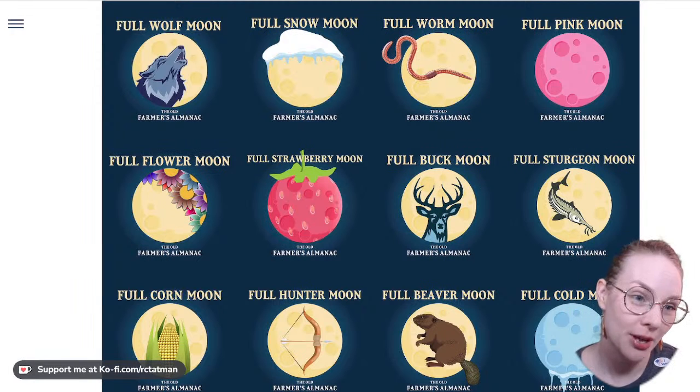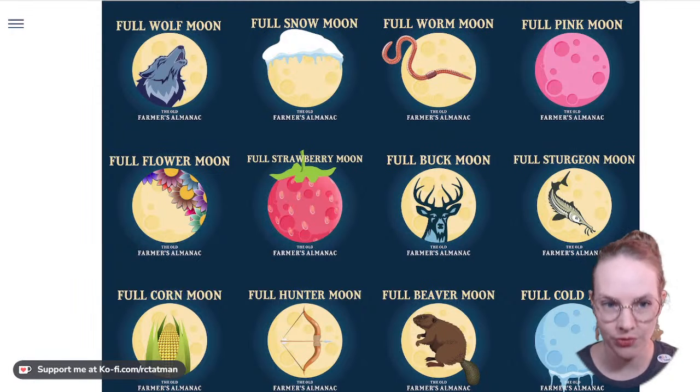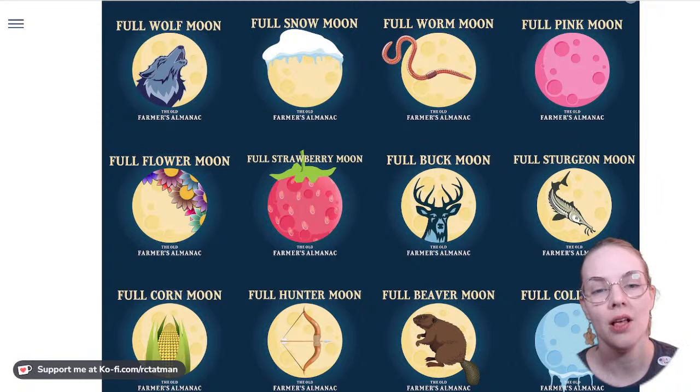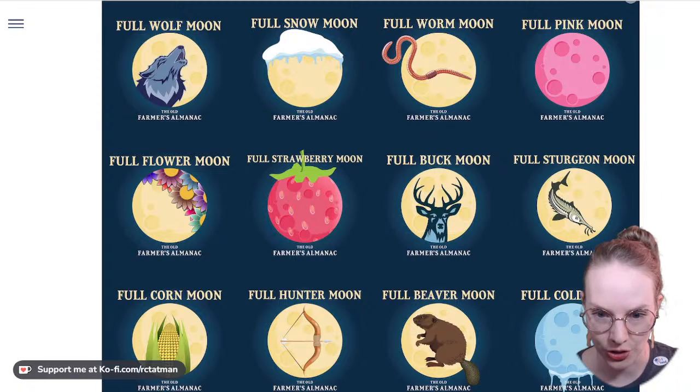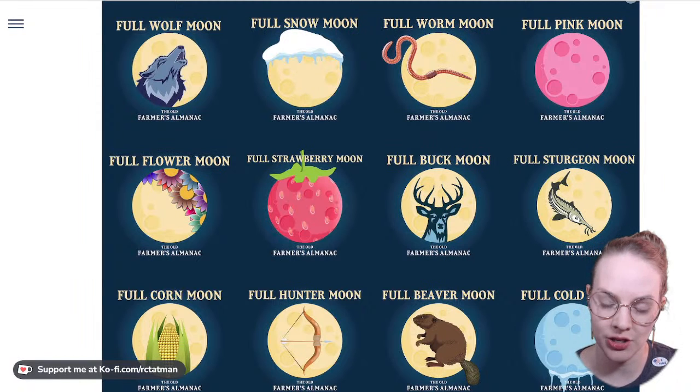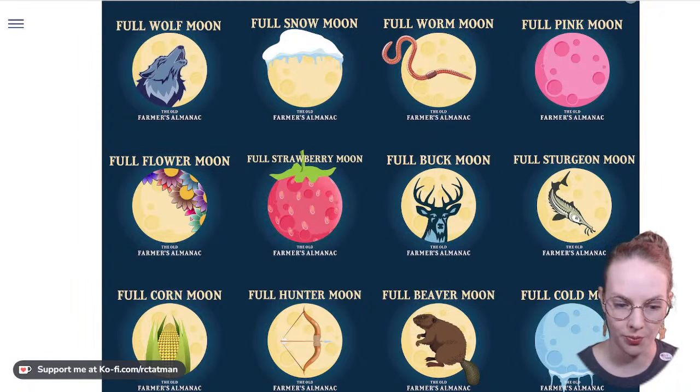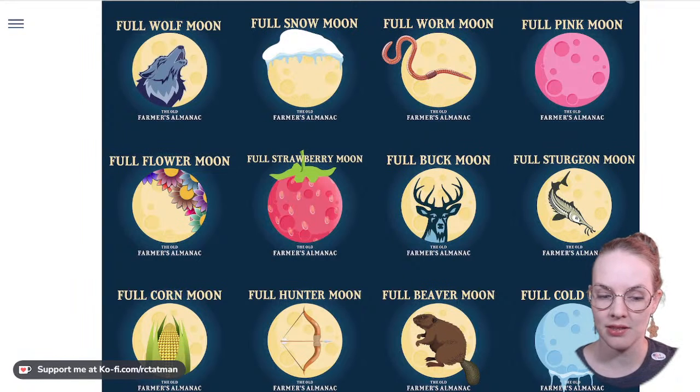So the Farmer's Almanac names are the wolf moon, the snow moon, the worm moon, the pink moon, the flower moon, the strawberry moon, the buck moon, the sturgeon moon, the corn moon, the hunter moon, the beaver moon, and the cold moon. And I would say these are not all names that I am familiar with. Like, I wouldn't say the sturgeon moon. I don't think I've heard that one.